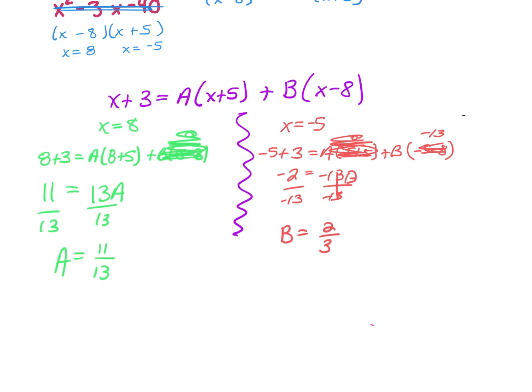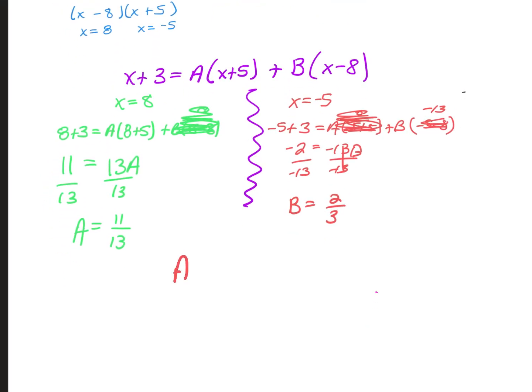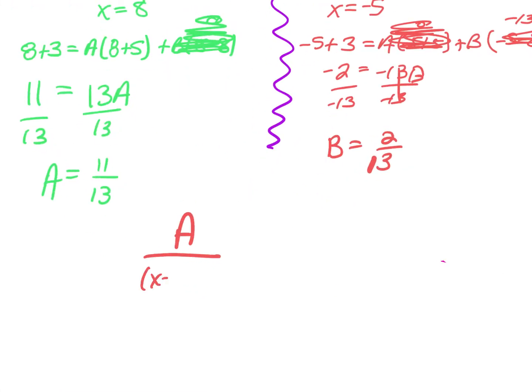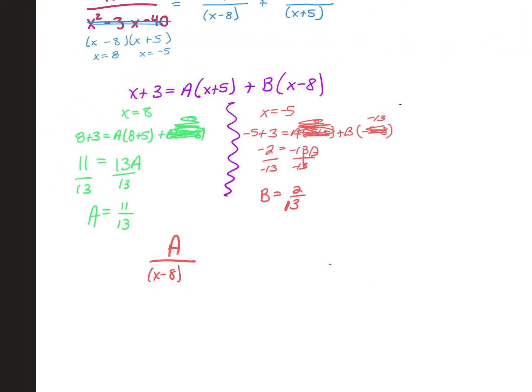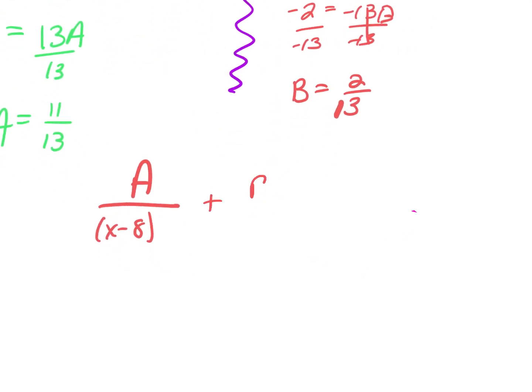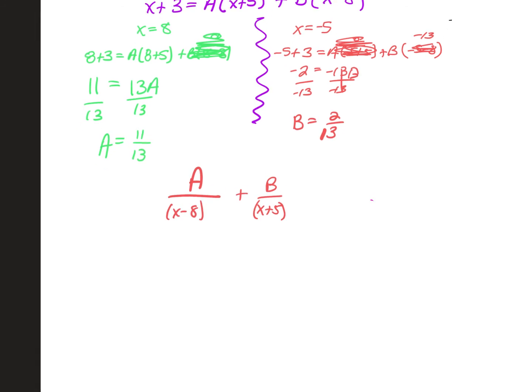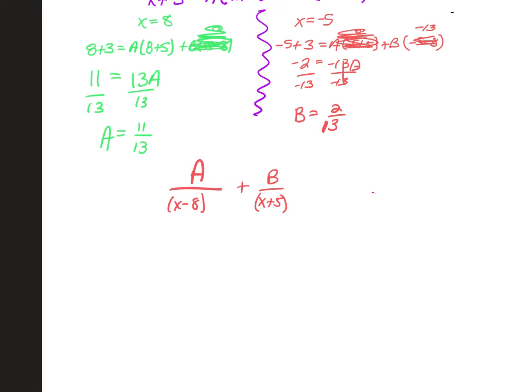So let's go back to our setup. My setup was a, yeah, I forgot to put the 1, I'm sorry. A over x minus 8 plus b over x plus 5, right? Now you guys are like, wait a second. It's a fraction. What are we supposed to do with that? No worries, guys. My a value is 11 over 13, and then I have over x minus 8, plus, what's my b value? 2 over 13 over x plus 5.